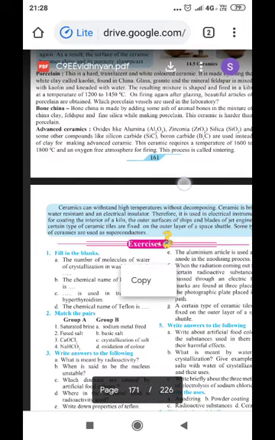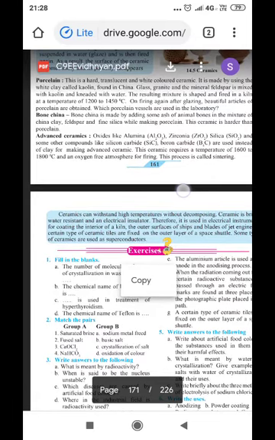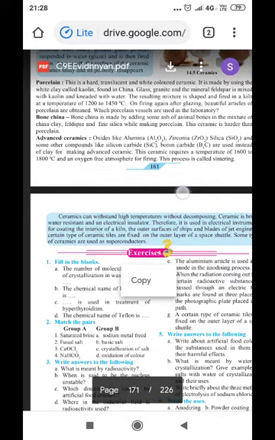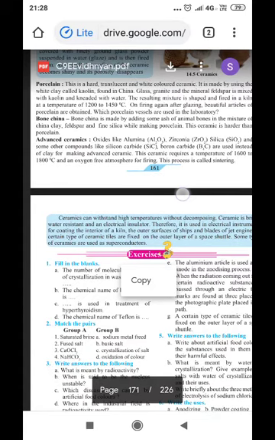We'll move to the next subtopic, called porcelain. It's a hard, translucent, white colored ceramic. It is made by using the white clay called kaolin found in China. Glass, granite, and the mineral feldspar are mixed with the kaolin and kneaded with water. The resulting mixture is shaped and fired in a kiln at a temperature of 1200 to 1450 degrees Celsius. On firing again after glazing, beautiful articles of porcelain are obtained.